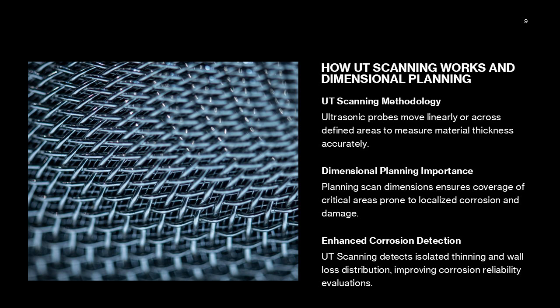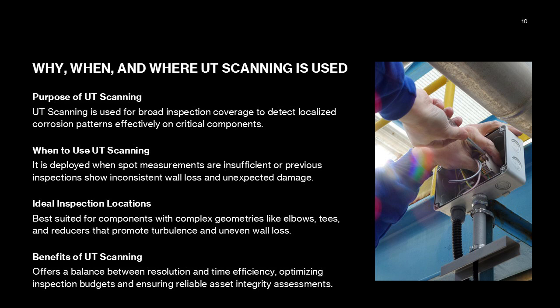Unlike single-point UT spot measurements, UT scanning provides more comprehensive insights into wall loss distribution, enabling detection of isolated thinning that could otherwise remain unnoticed. This improves the reliability of corrosion evaluation and supports more accurate remaining life calculations. UT scanning is selected when broader inspection coverage is needed to identify localized corrosion patterns.